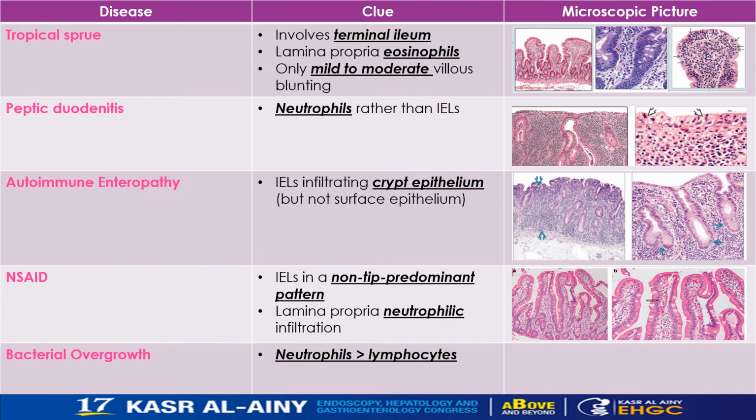Autoimmune enteropathy, with intraepithelial lymphocytes infiltrating the crypt epithelium rather than surface epithelium. Non-steroidal anti-inflammatory drugs, with intraepithelial lymphocytes in a non-tip predominant pattern and lamina propria neutrophilic infiltration. Bacterial overgrowth, with neutrophils more than lymphocytes.